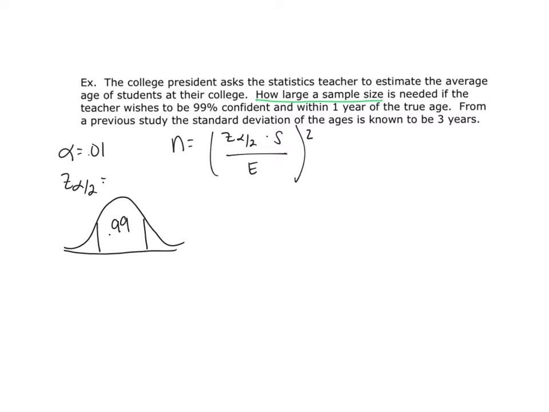Our level of confidence goes as the area in the middle, and the area of each tail is alpha divided by 2, or 0.005 in this case.